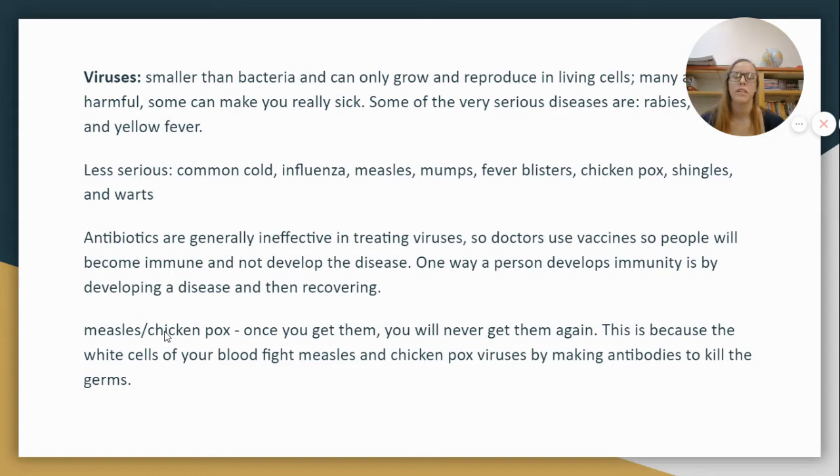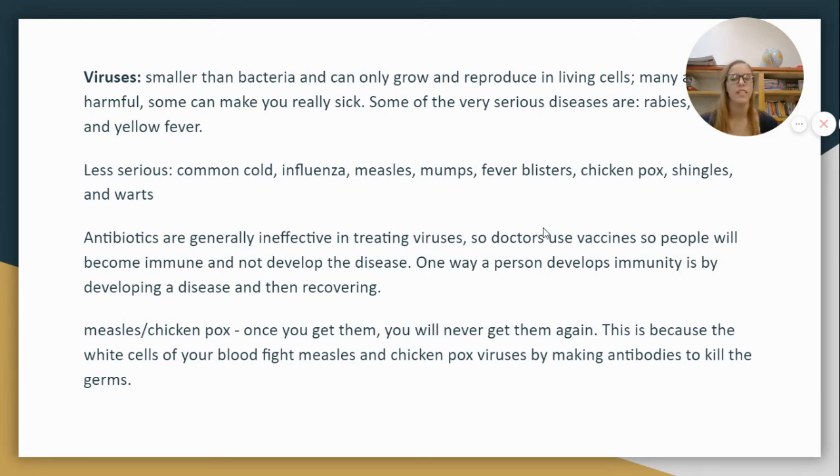Okay, what about the measles and the chickenpox? So these ones are a little different because once you get them, you won't get them again. So that's kind of like its own immunity. Some people get the vaccine for these, but some people just get the disease and then they're building their immunity that way. So why is this?